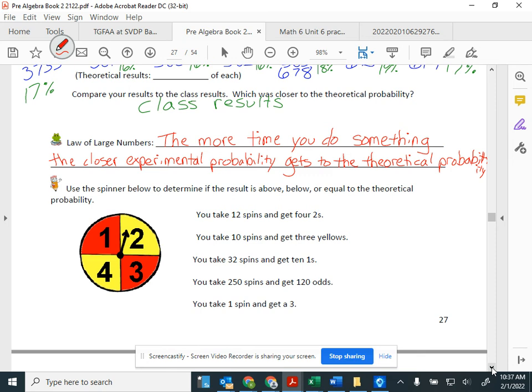Yes, Andrea. Is it always the case that the more trials you do, the better, the closer you get? Yes. It's a law. The law of large numbers. The more time you do something, the closer your experimental probability gets to the theoretical probability. I'm not just saying this one time you got lucky and you were hitting it with your heads and tails. You got 25 and 25. Woo, lucky. Okay. We want to get that experimental probability.